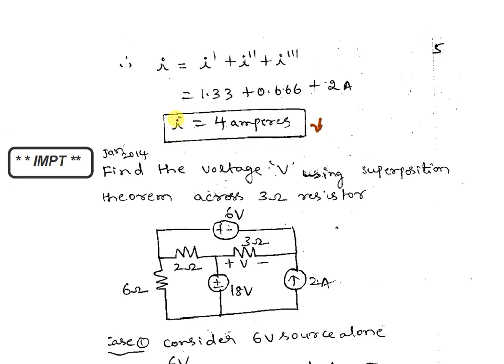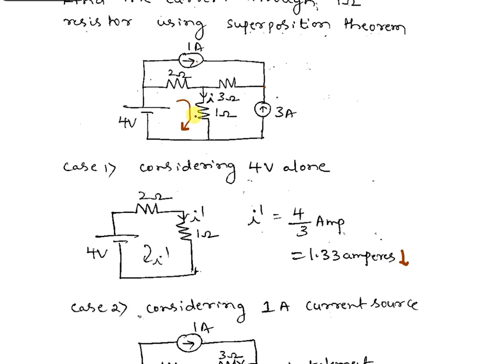Okay. So we calculated current through 1 ohm using the superposition theorem by considering each source acting alone. When one source is acting, the other two sources should be made 0. If it is a current source, open circuit. Voltage source means short circuit. This much you have to remember. Okay. Thank you.